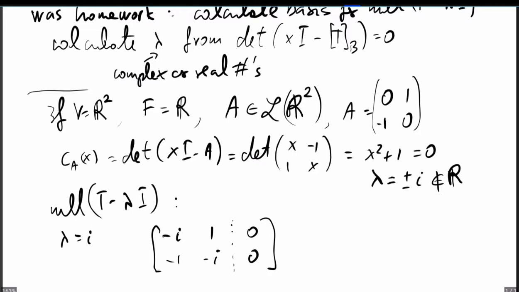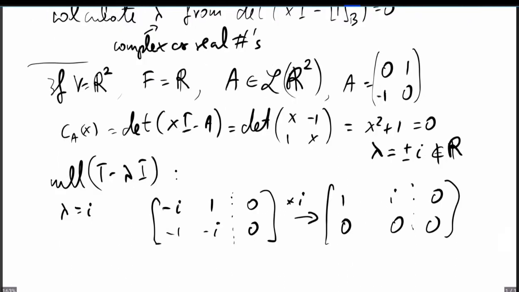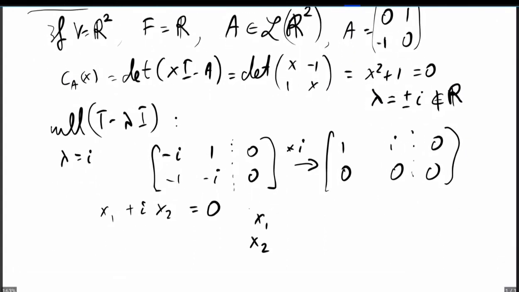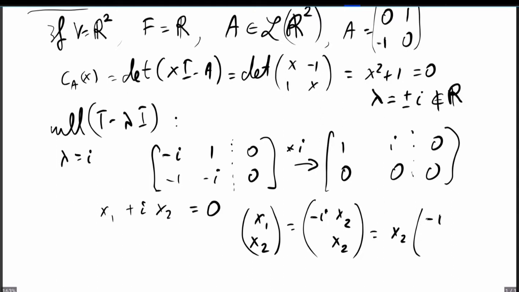Then we have to start working with complex numbers, so we multiply, for example, the first equation with i to get 1, i, 0, and then we add this to the second equation. Then we get that x1 plus i x2 equals 0, and then from here we get one eigenvector as (-i x2, x2), or x2 times (-i, 1), which is unfortunately not in R2.